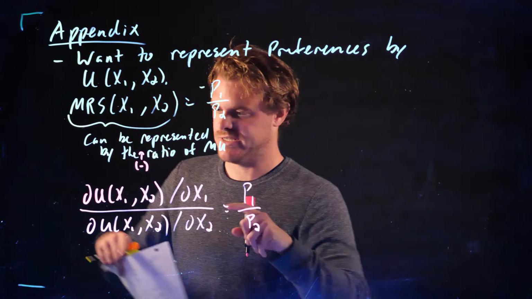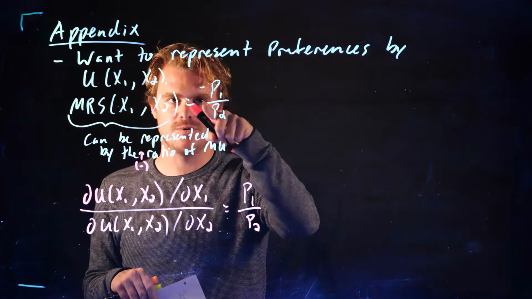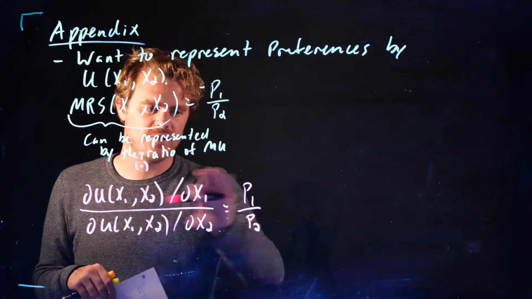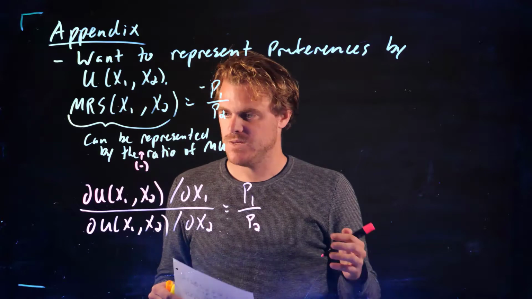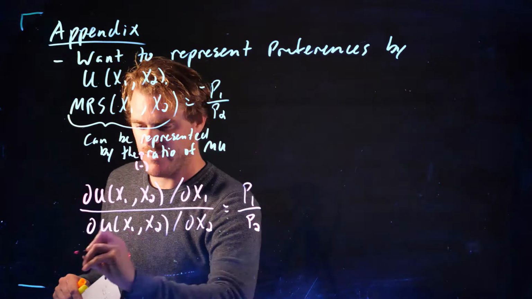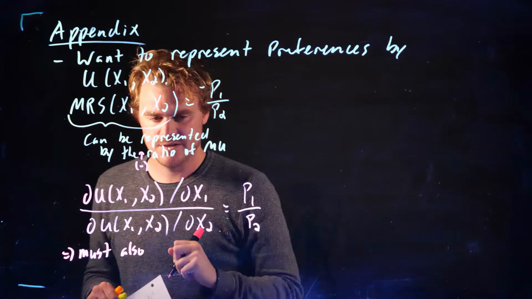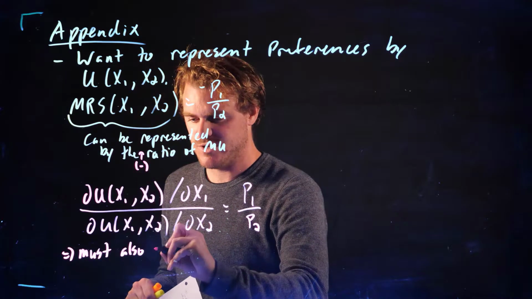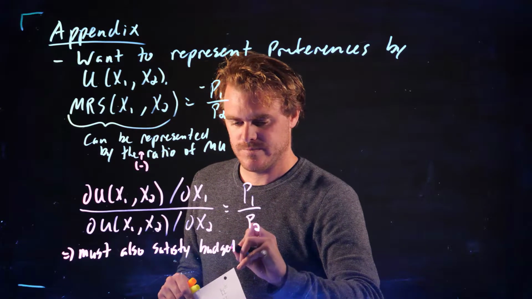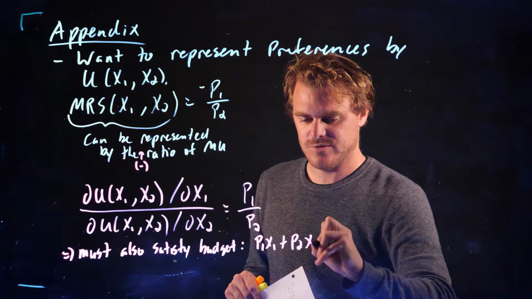What I'm doing here is dropping the negative: the MRS is the negative version of this, and it equals the negative price ratio. I'm just multiplying both sides by -1. So we know this must be true. And the solution, the x1 and x2 that does this, must also satisfy the budget constraint: P1 x1 plus P2 x2 equals m.